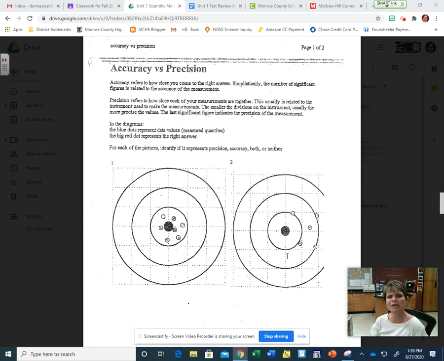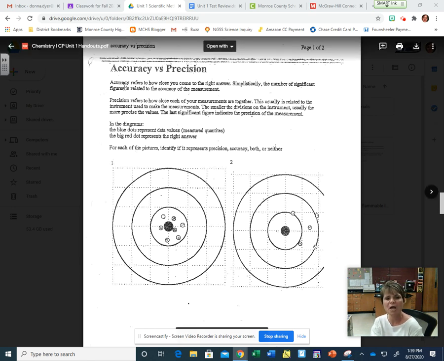So the last thing that we're looking at in Unit 1 is called accuracy and precision. These are two words, and we want to look at what they mean. Because when you hear the word accurate or the word precise, a lot of times we kind of think they mean the same thing, but they really don't. And we have the definitions of those two words right here on this page.